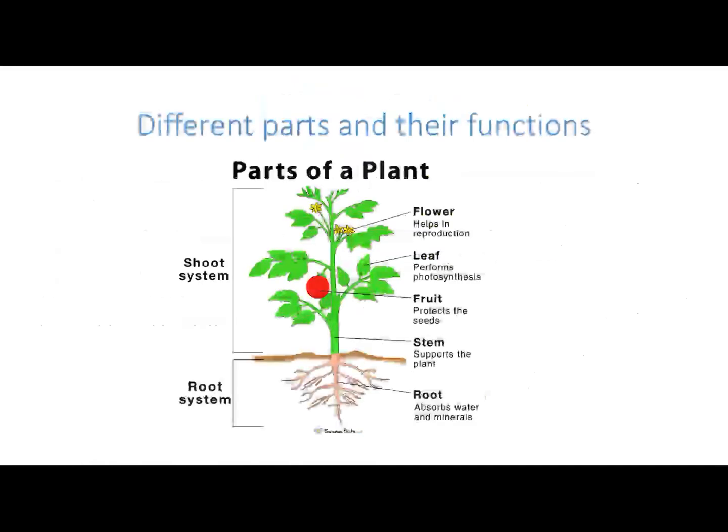Let us see the picture of plant. There are different parts of plant like root, stem, leaves, flowers, and fruits. Every part works in coordination and performs various functions.